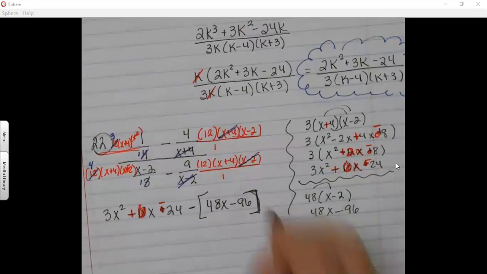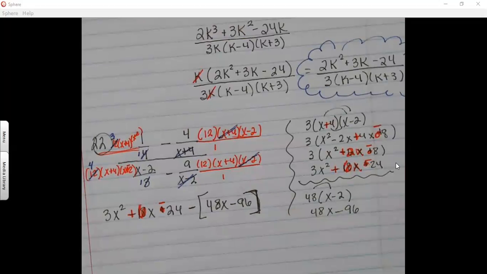So you see, if I didn't put that bracket there, or I could have used the parenthesis, I would have only ended up subtracting the 48x, when I'm subtracting that whole second fraction, not just the first term. So I'm going to have to distribute that negative, but I'll do it in the next step. Y'all cool with that? Okay. What a mess.